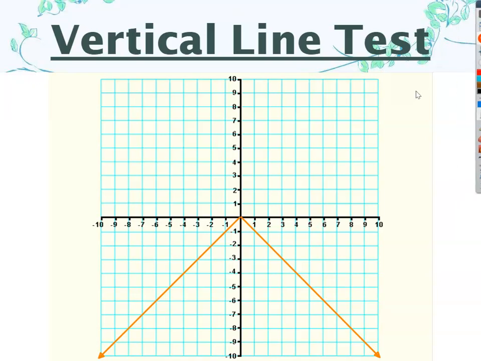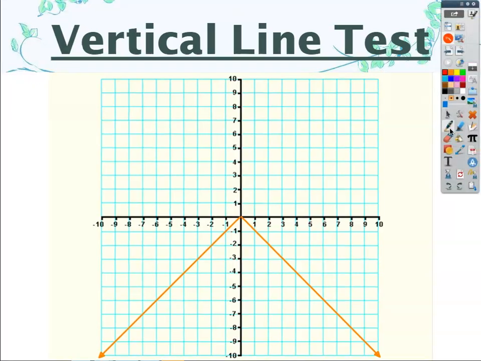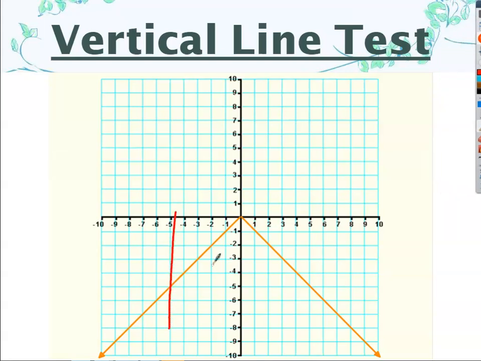Okay, last one. This looks like an absolute value equation to me. Let's check if it's a function. Again, I can draw that vertical line anywhere I want. It looks like it only passes through there once. It only passes through there once. It passes through here once. No matter where I draw this line, it always passes. Therefore, this is a function.